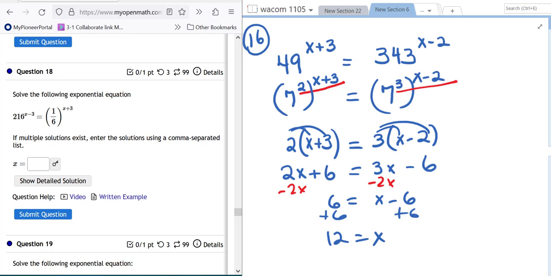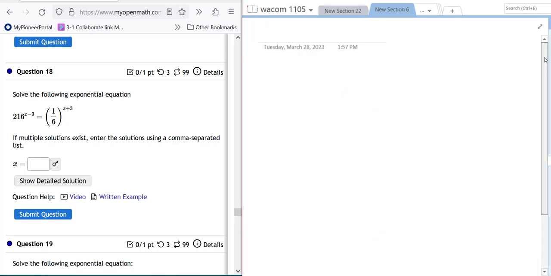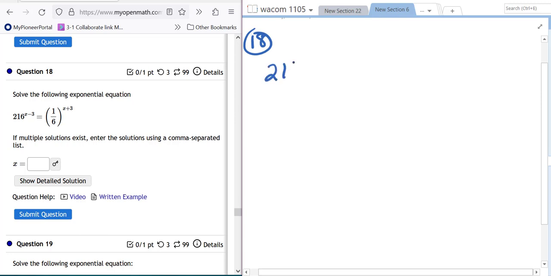Right. And we'll try this one. I need to make sure that I save just a few minutes for those word problems. And they're actually easy word problems because all you do is plug into a formula, but we need to do a couple. All right, so 216 to the x minus 3 and 1 over 6 to the x plus 3.